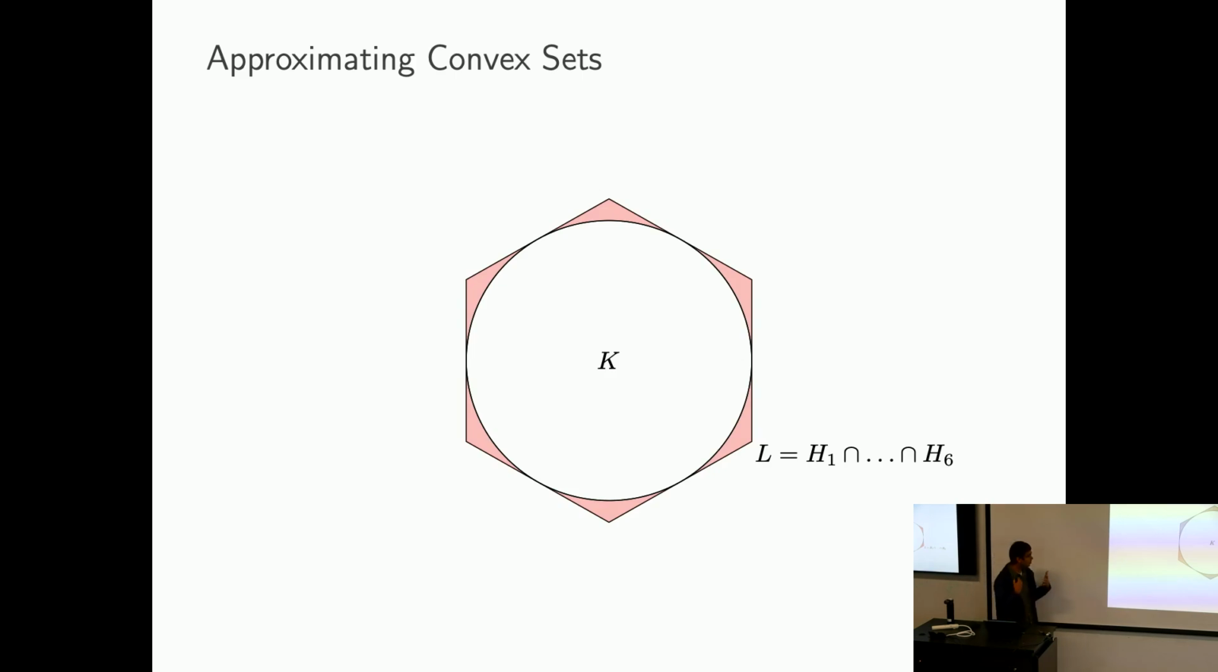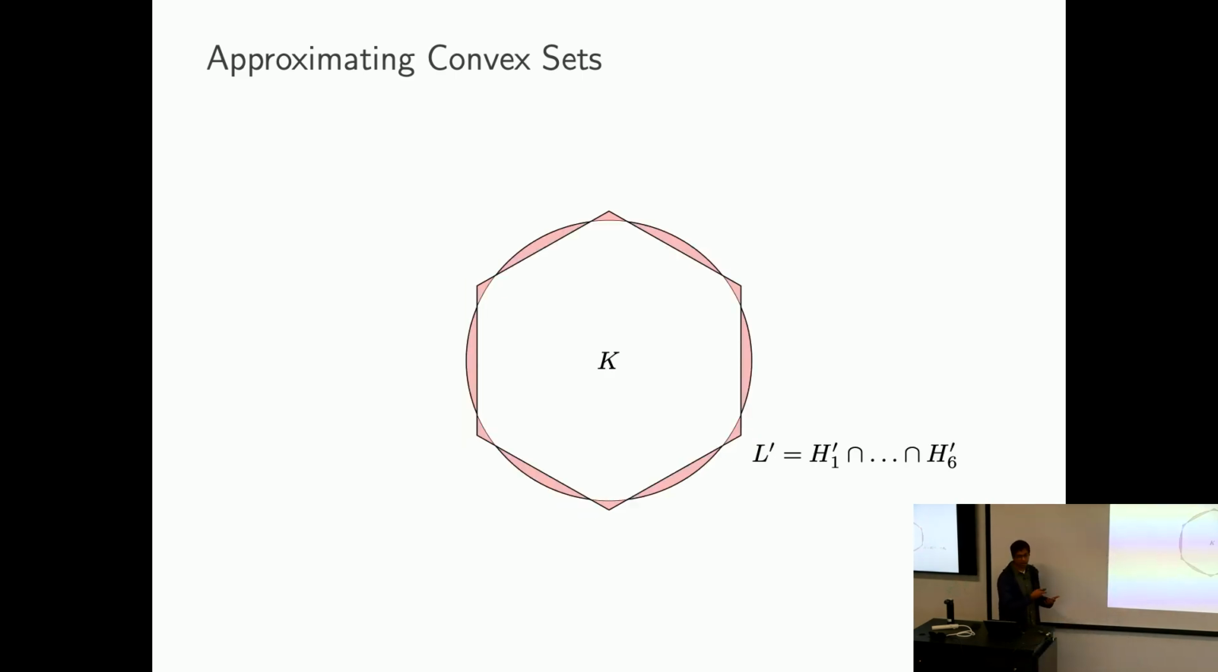And you can also just ask about arbitrary approximators, not just approximators where the faces touch the convex set, but you could have the faces intersect the convex set as well. So again, in this set L prime, the error region is this red region.